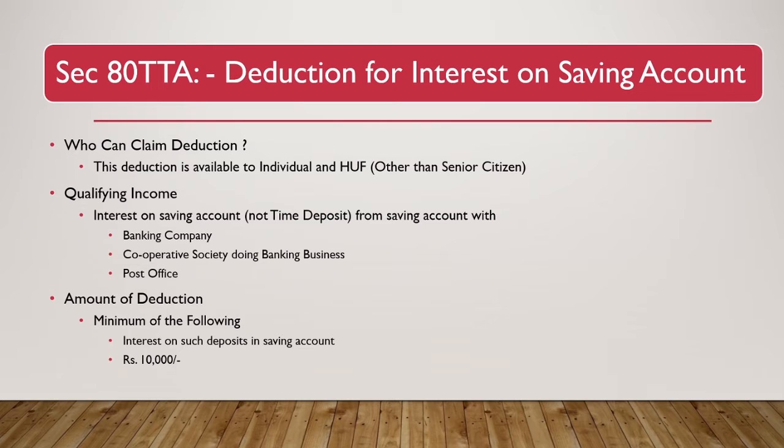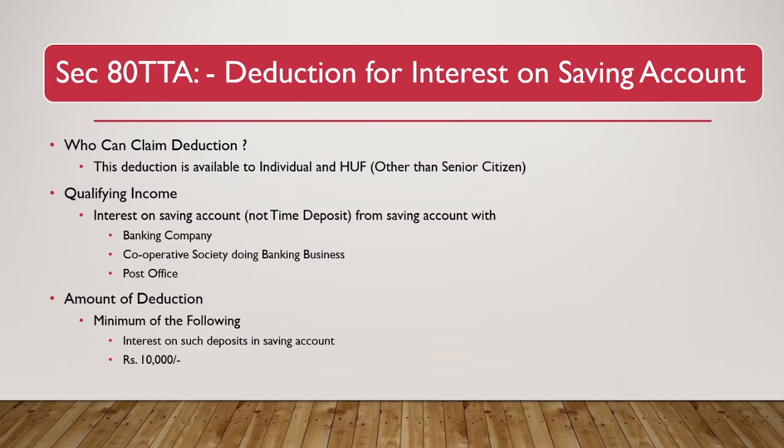So friends, let us have a quick look into this section. Section 80TTA, deduction for interest on savings bank account, can be claimed by SSC being individual or HUF but not being a senior citizen, having a savings bank account and receiving interest for the same, maximum of rupees 10,000.